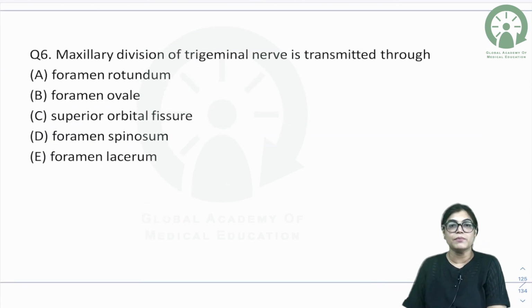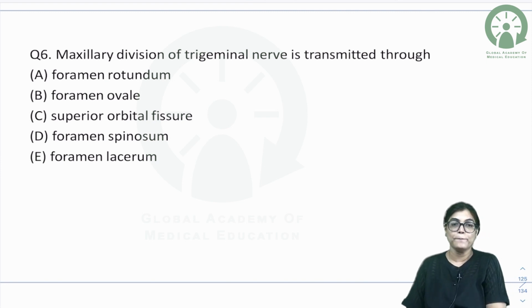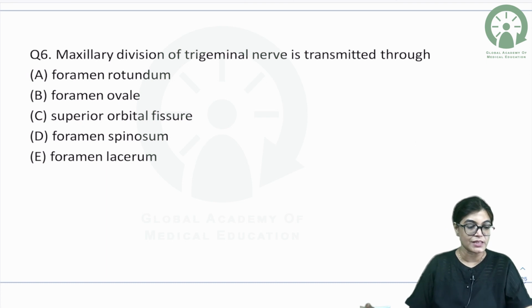Maxillary division of trigeminal nerve is transmitted through which of the following cranial foramina? The options are foramen rotundum, foramen ovale, superior orbital fissure, foramen spinosum, foramen lacerum. What is the correct answer, my dear aspirants? Please mark it.